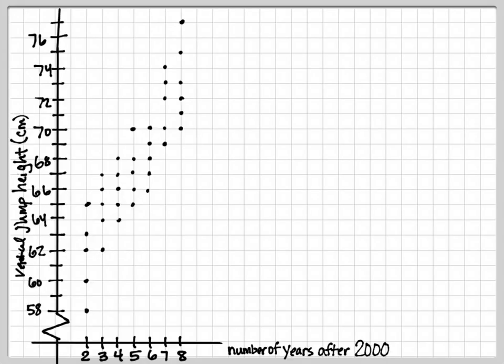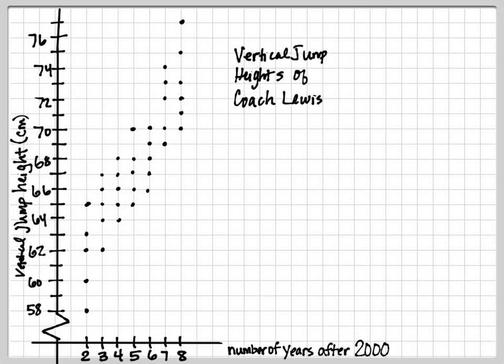What do we need? We need a title. What in the world are all these dots going to do for us? They're telling us the vertical jump heights of Coach Lewis's starters. Vertical jump heights of Coach Lewis's starters.